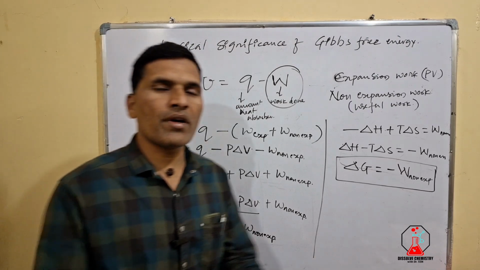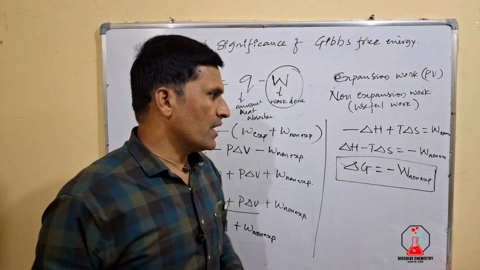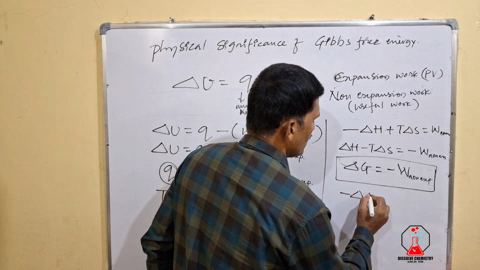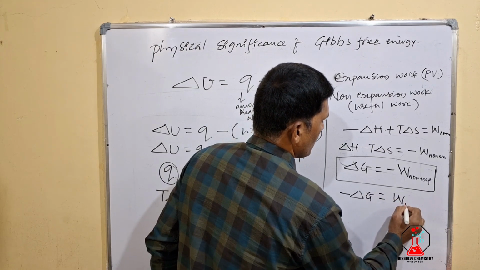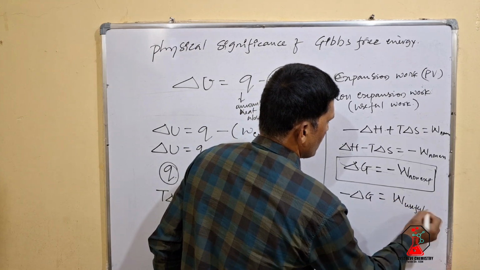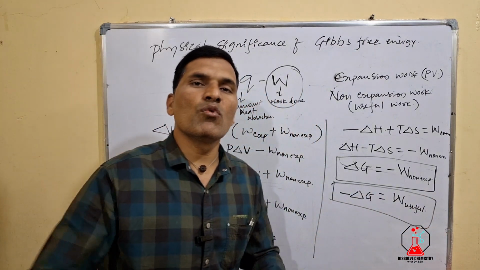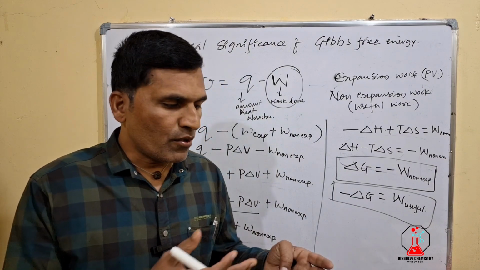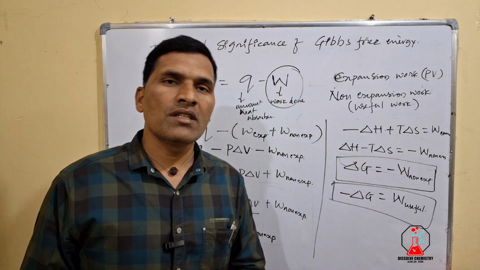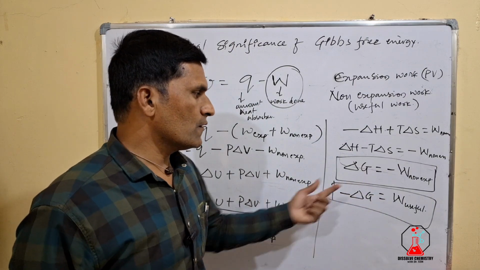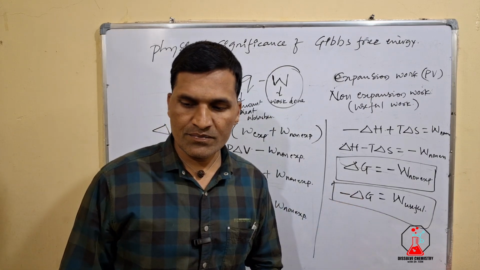So this is how we check its physical significance. If you want to draw useful work from the system, then the change in Gibbs free energy during that process should be negative. If it is more and more negative, then the process will be more and more spontaneous, and you can draw the energy as useful work. I hope you have understood up to this.